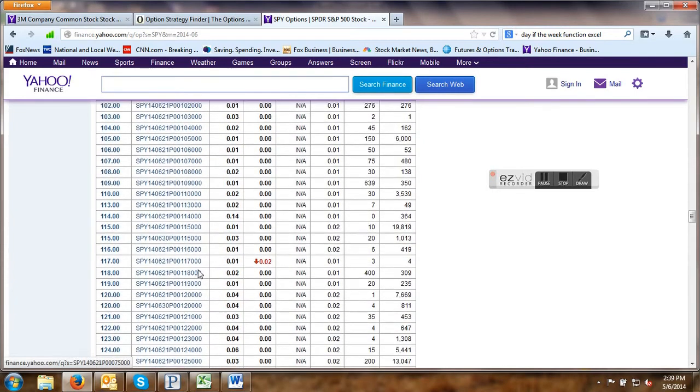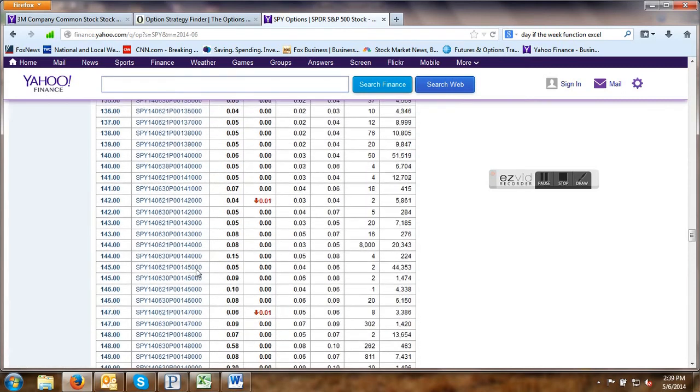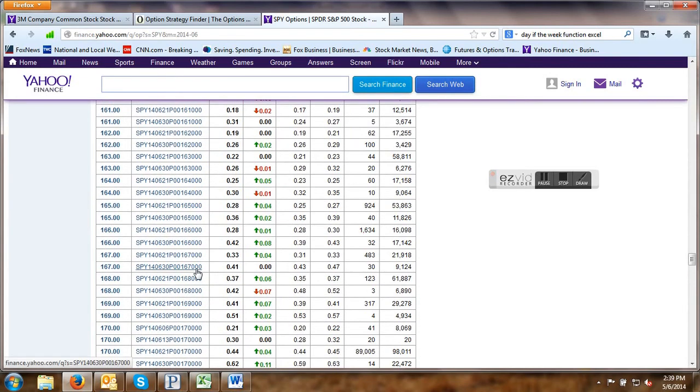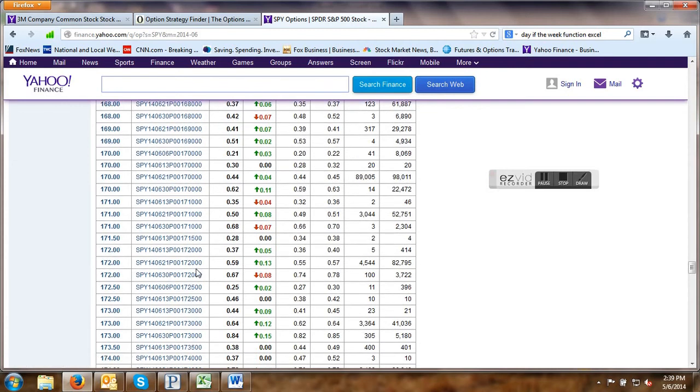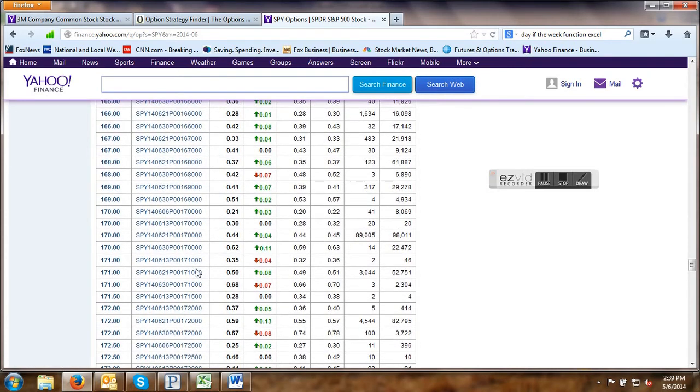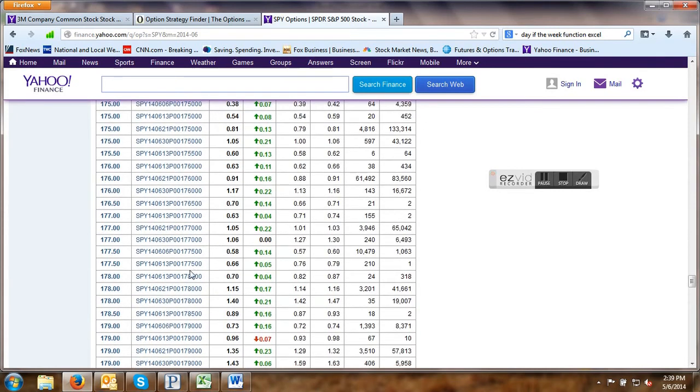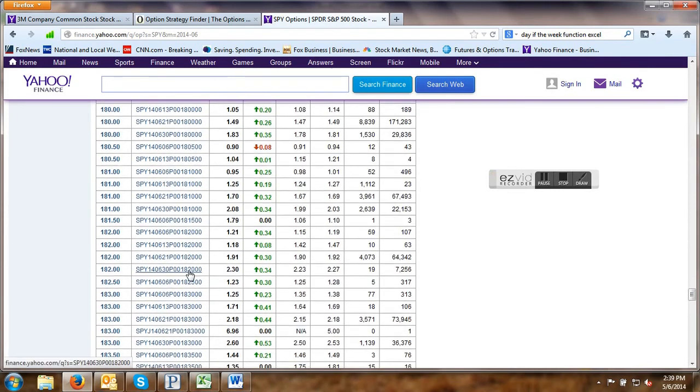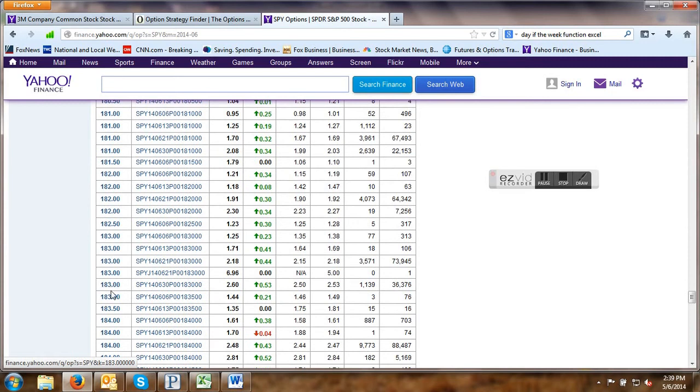I'm sorry, my mistake. I was thinking puts. We want to go up a little bit higher. So we're going to long a 187.50 or make it a 188 call. This is the one with the highest volume associated with it. This is the call that we're going to be going for.